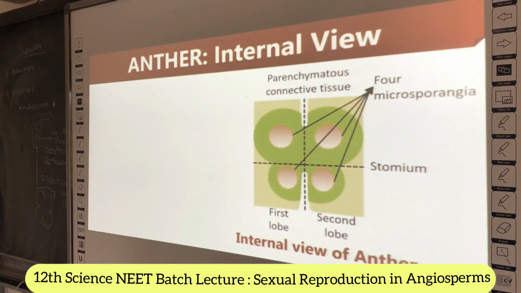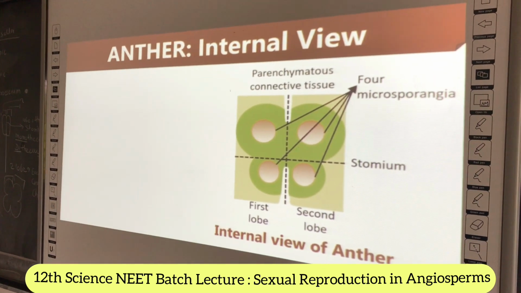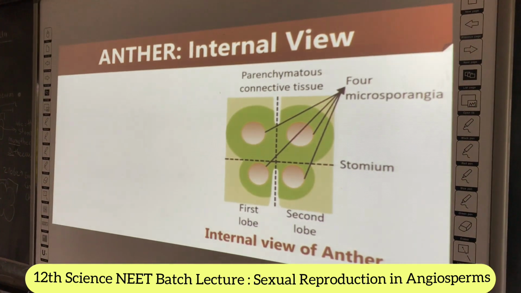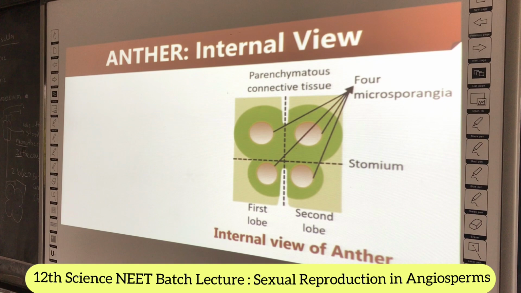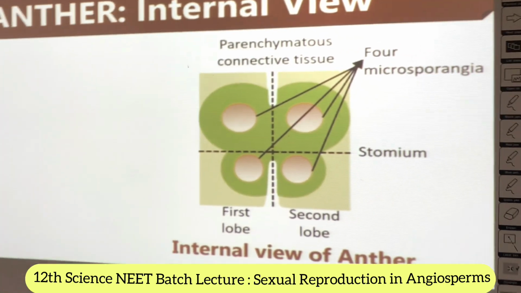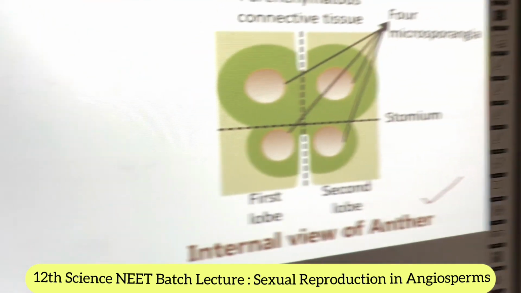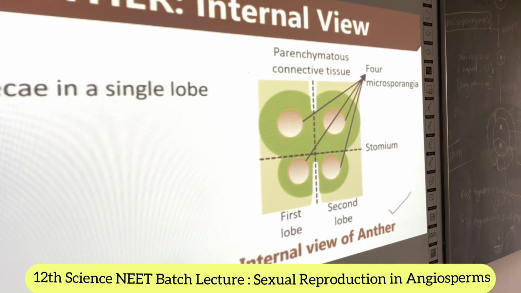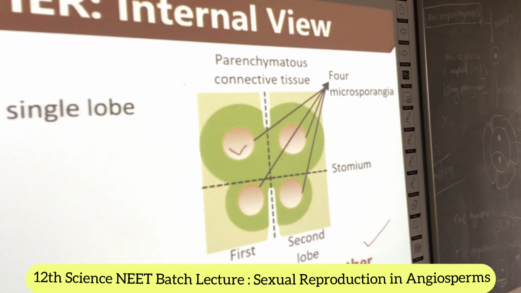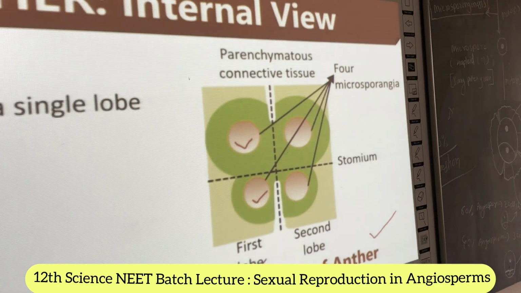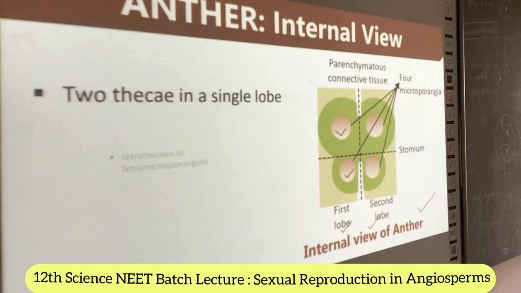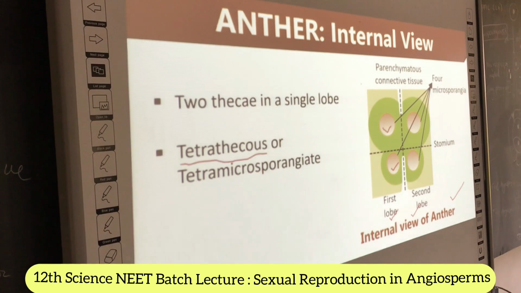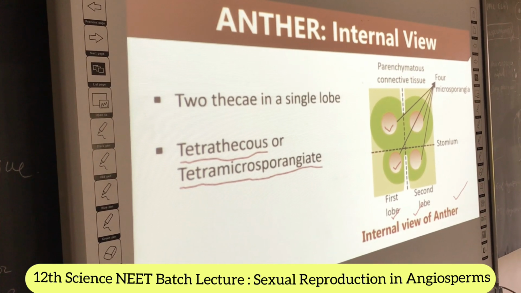We have discussed the external features of an anther, but now it's time to study the intrinsic features of an anther. Friends, if you cut the anther transversely, you could find this kind of view. Here in this diagram, you could see two thecae, each in a first lobe and a second lobe, due to which the anther is sometimes called tetrathecous or tetramicrosporangiate.